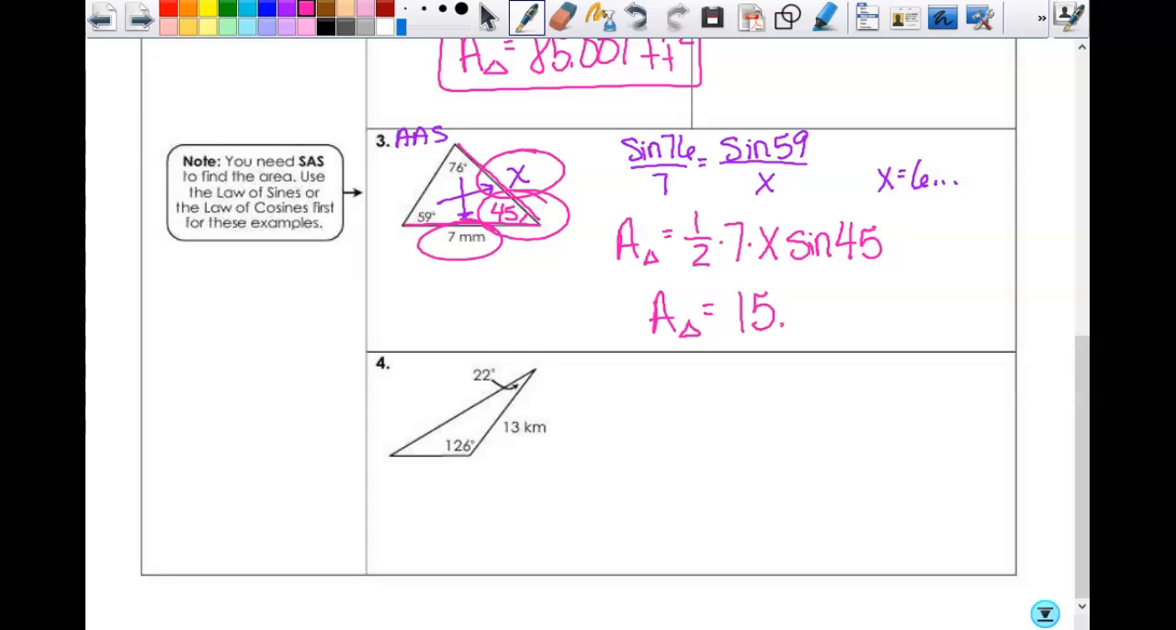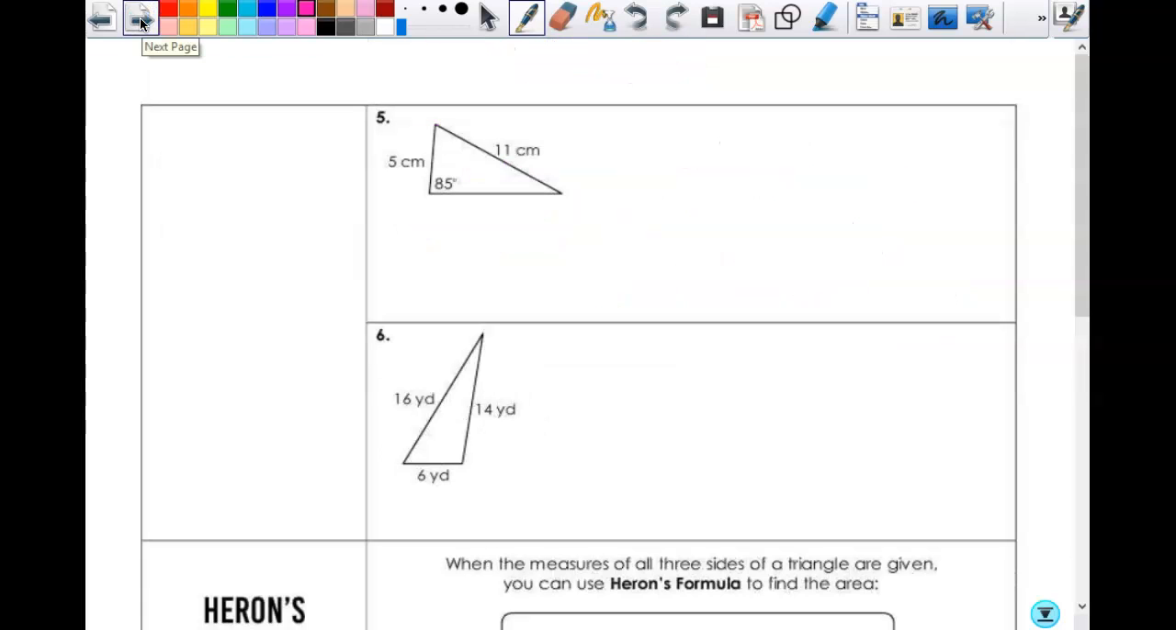304? Oh, 304. Okay. And that would be millimeters squared. Okay, what questions do we have? Anything? Easy enough? All right, so then let's flip this over and let's look at number 6.